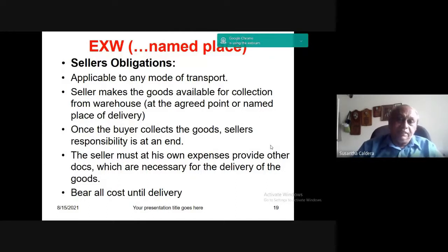Seller's obligation under EXW. It says applicable to any mode of transport. EXW applicable to any mode of transport. Seller makes the goods available for collection from warehouse at the agreed point or named place of delivery. Only the first one I'm giving you all the details. After that, you should be able to grab it easily. Once the buyer collects the goods, seller's responsibility is at an end. Right? Is it all right?